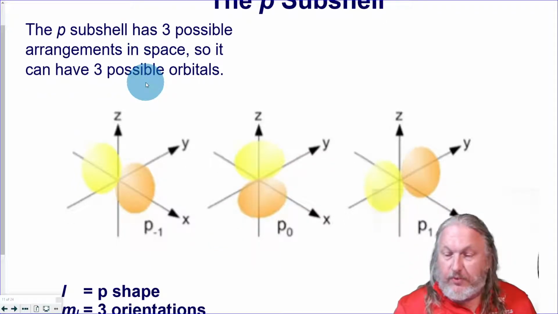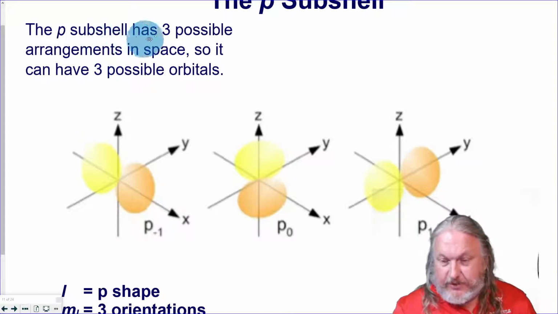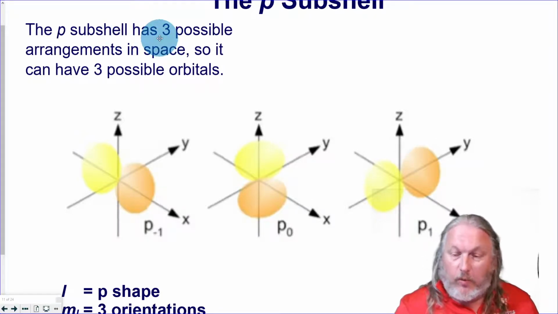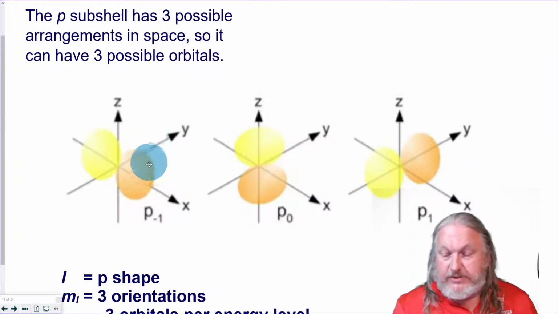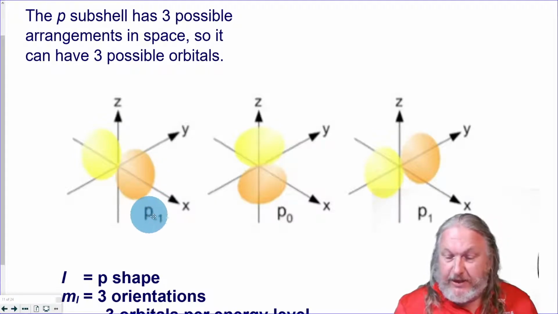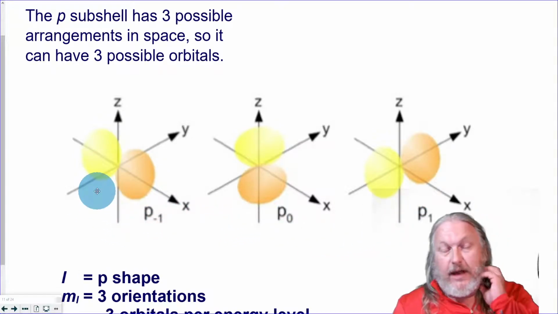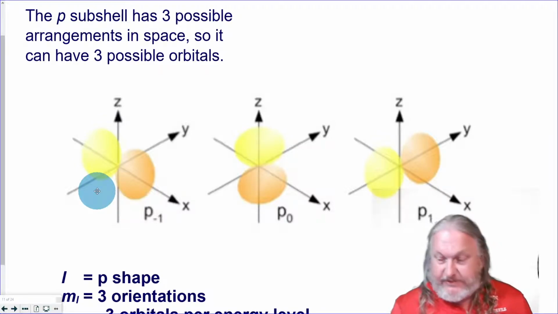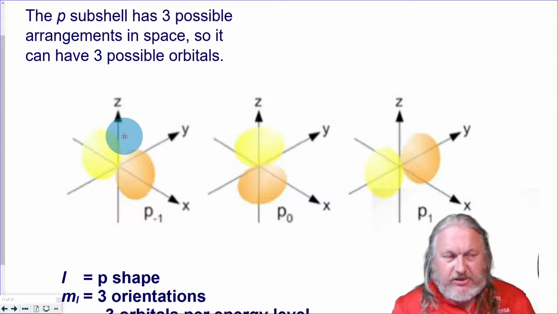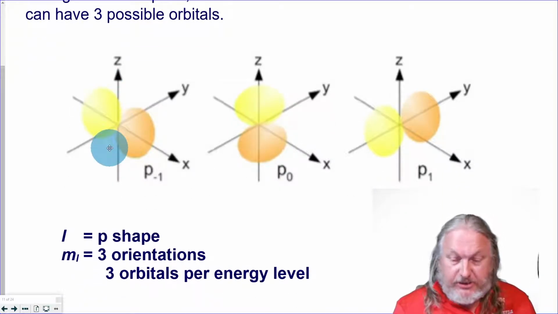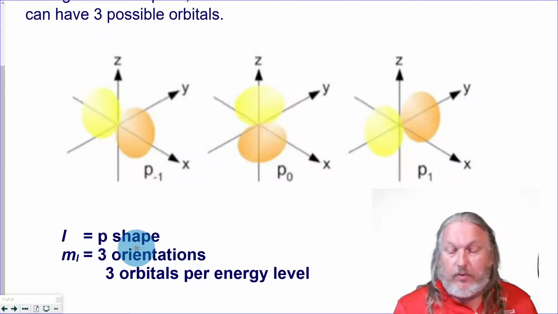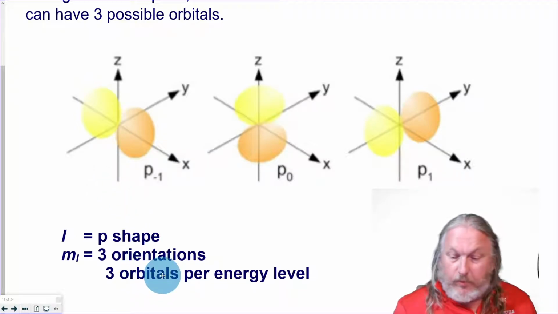So there are 3 orbitals in the P subshell. There are 3 possible arrangements or orientations in space. Sometimes the official quantum numbers are -1, 0, 1. Sometimes we'll call these px, py, pz. You'll see those, and that just tells you where these lobes are oriented on an XYZ axis, or a 3-dimensional axis. All right, so the L number is the P shape. There are 3 orientations, so there can be 3 orbitals per N, or per energy level.